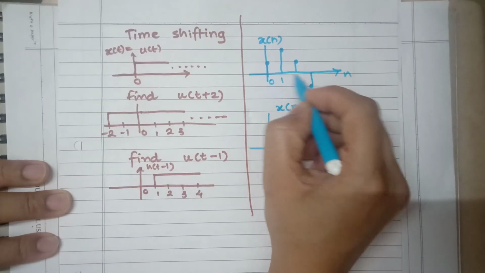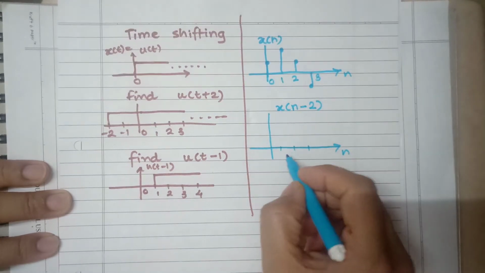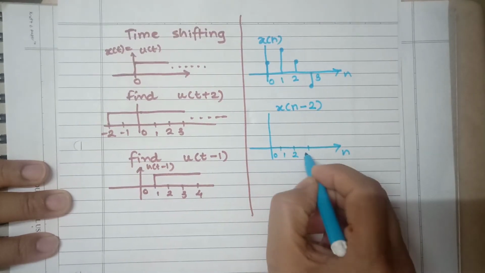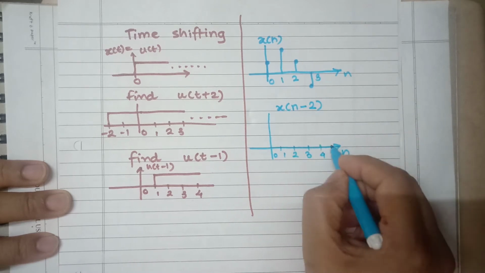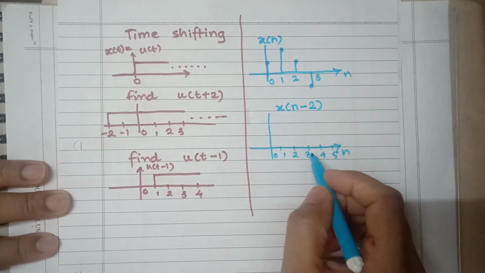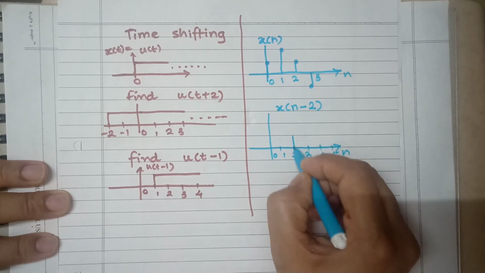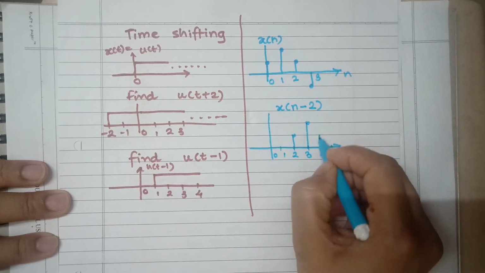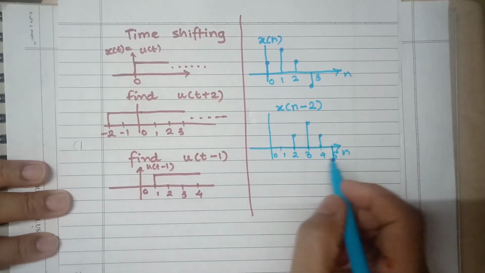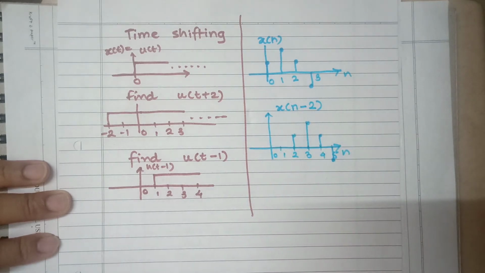So here it was 0, 1, 2, 3, like this. So 0, 1, 2, 3, 4, and it will go up to 5 because it is delayed by 2. So this will be like this. So this is your x of n minus 2.